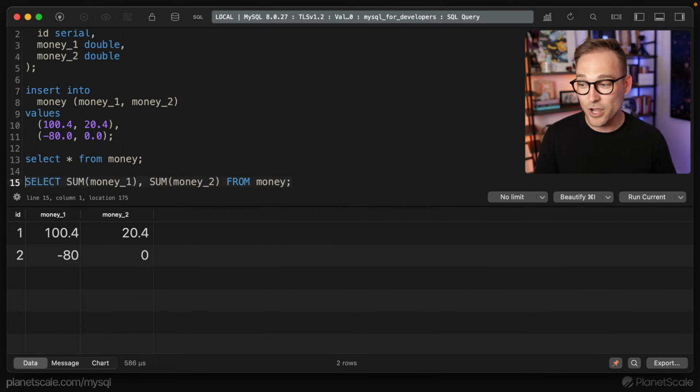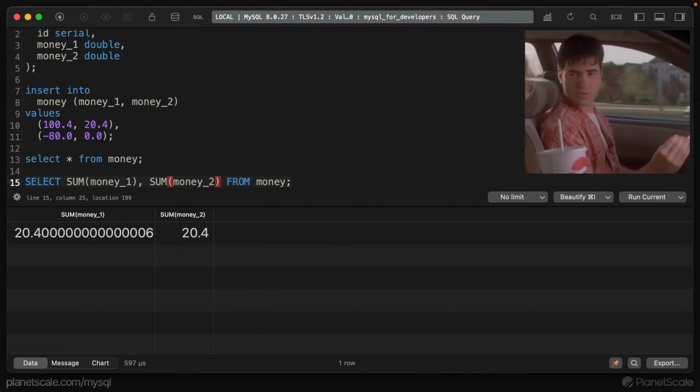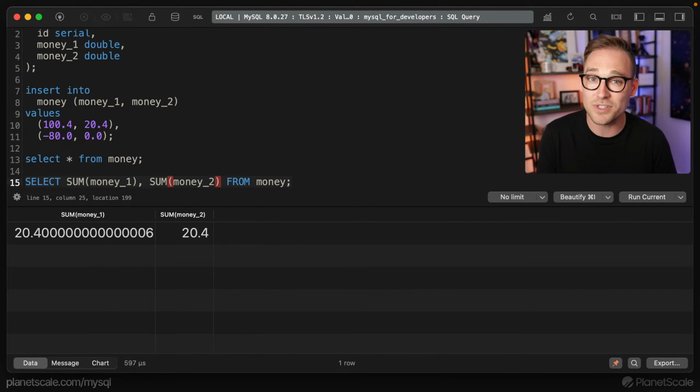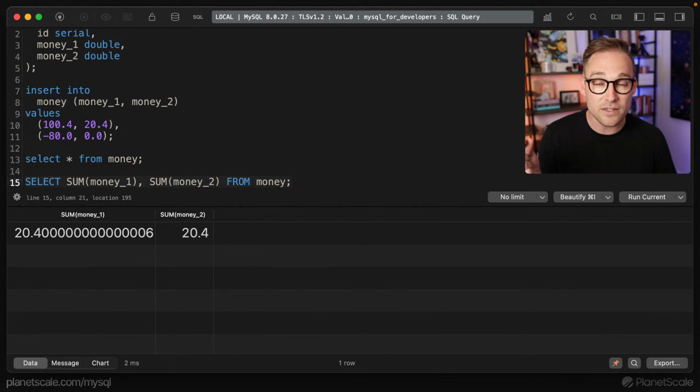Let's find out together. We're going to select the sum of money1 and the sum of money2 from the table. Uh-oh, it didn't sum out to the same thing. It's very close. I'm just talking about fractions of a penny here, okay? So close, but they don't equal each other. Importantly, if we were to put the equal sign in there, MySQL says, nah, those aren't the same thing. And to be fair, it's correct. They're not the same thing. One is 20.4 plus a little bit, and one is 20.4. So this is what happens when you store monetary values in the wrong type of column.